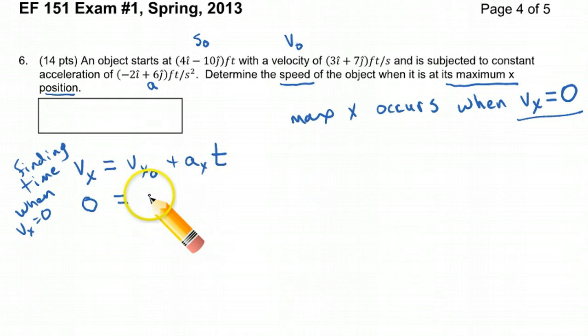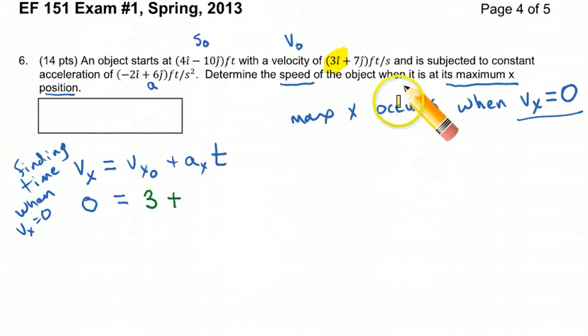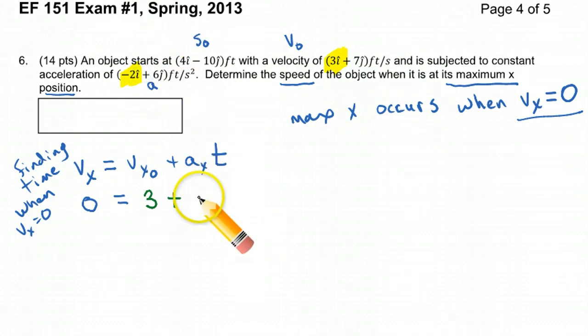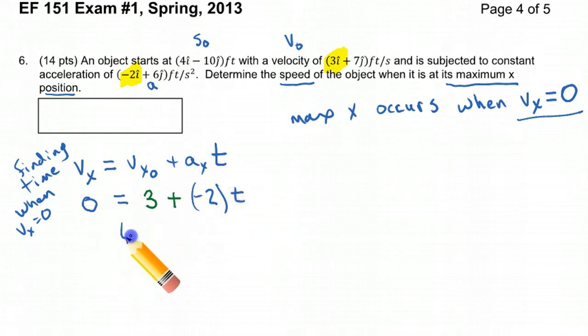Alright, so our vx0 comes from right here. Okay, initial velocity for the x component. So that's going to just be 3. And our a sub x comes from our acceleration component. Minus 2 times time. Alright, solving for time. 2t equals 3, t equals 2/3.